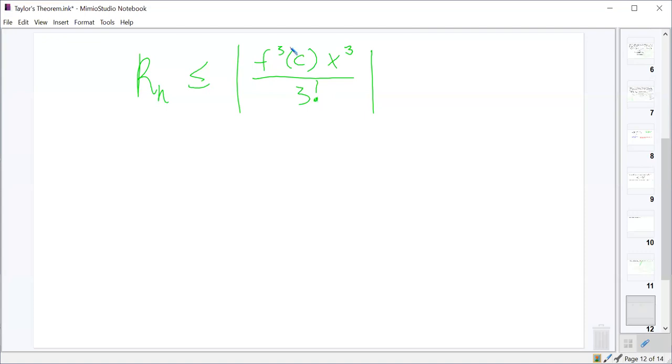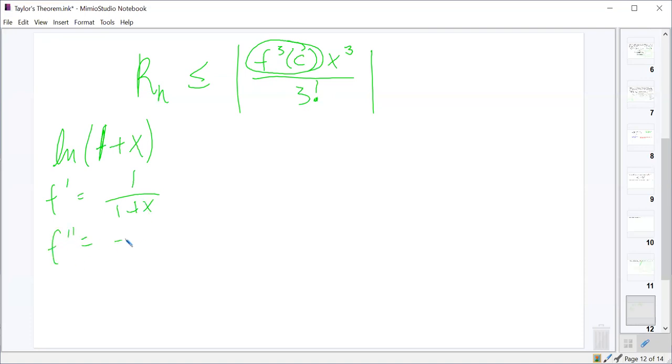Okay. All we need to do then is figure out what the third derivative of our function is. Well, we're talking about the function natural log of 1 plus x. So what's the first derivative? 1 over 1 plus x. What's the second derivative? Negative 1 over 1 plus x squared. And what's our third derivative? It should be positive 2 over 1 plus x to the third. Good or no?